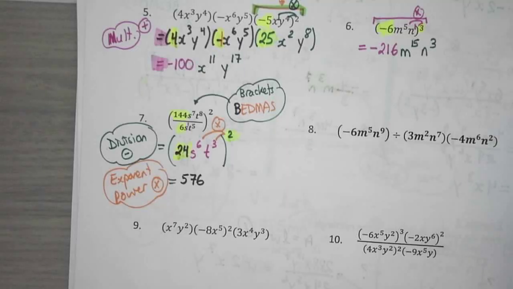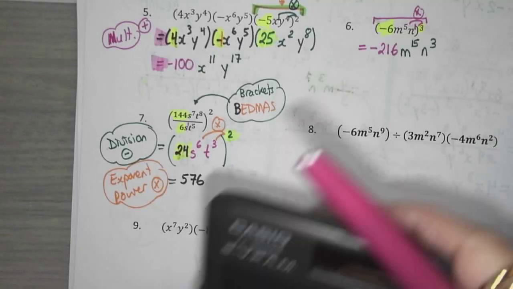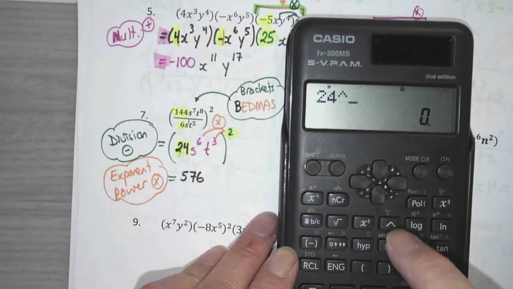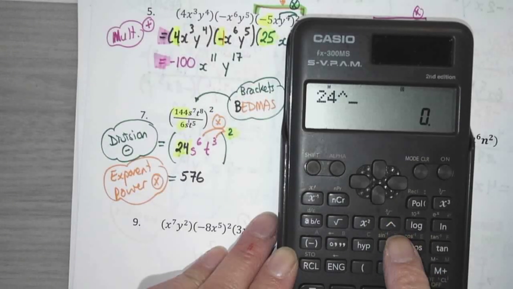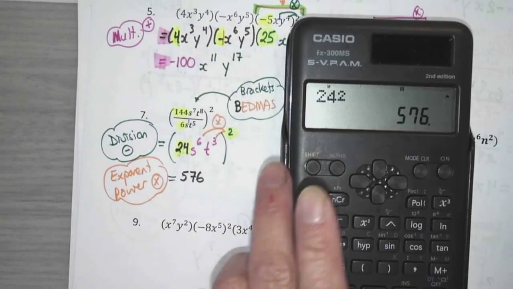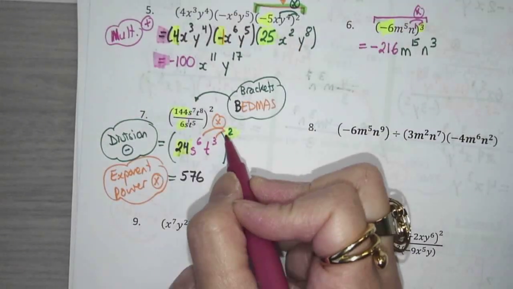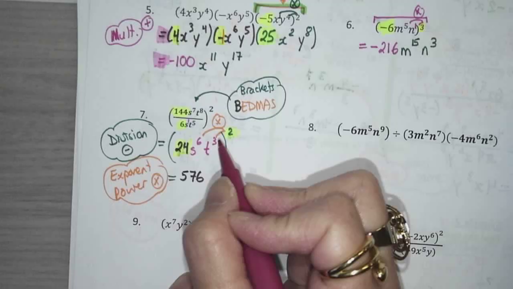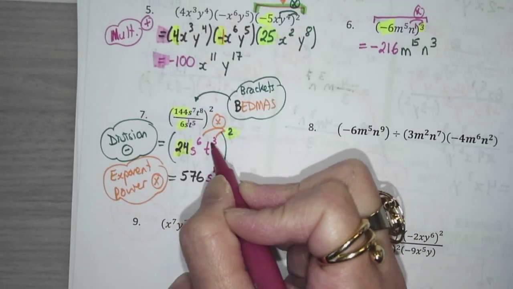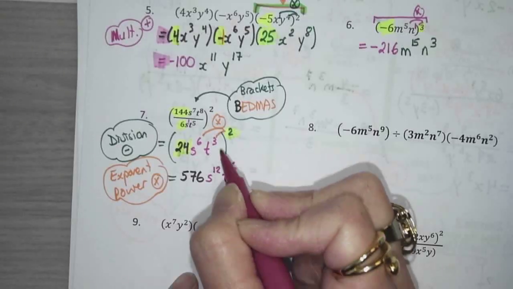24 to the 2. And again, if you want to remember, you would go 24, then the power, that little arrow up, to the 2. Or some calculators have a little squared button. So you press that, equals 576. Power to power means you multiply. So 2 groups of 6 would be S to the 12. And 2 groups of 3 would be T to the 6. 2 times 3.